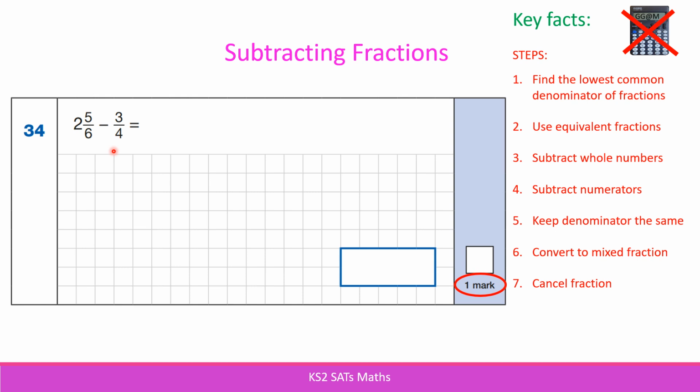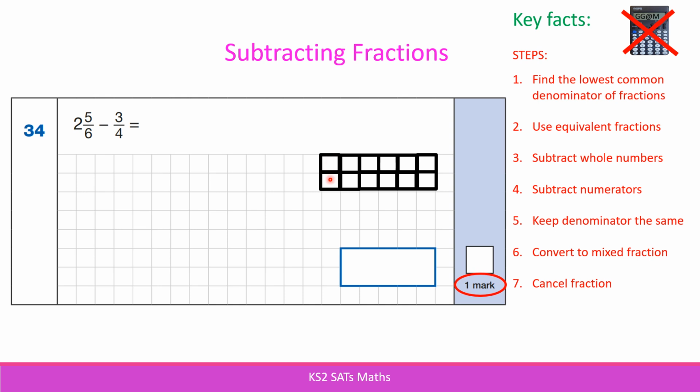Great work, so hopefully you've managed to come up with an answer. Now we've got to find our lowest common denominator. Now 6 and 4, we've got to find out what times table they're both in. So if you think about your 6 times table, it goes 6, 12, 18. Your 4 times table goes 4, 8, 12, 16. So there's a common number already, 12, appearing. So I'm going to draw out a diagram with 12 sections. Now my first fraction is 5 out of 6.